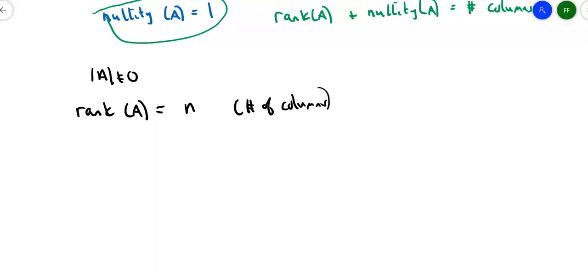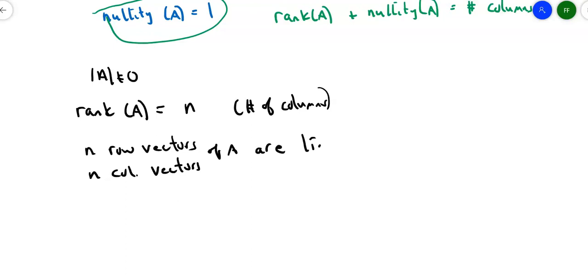And what that also means is that the n row vectors and the n column vectors of A are linearly independent. This will come in handy as we go through future sections, but we can add that to the list. So in other words, if you have a matrix that has an inverse, then the rank of the matrix is going to be the same as the number of columns. And that means that all the row vectors and all the column vectors are linearly independent.